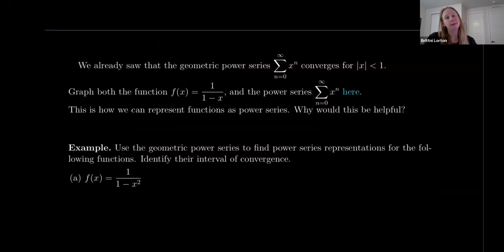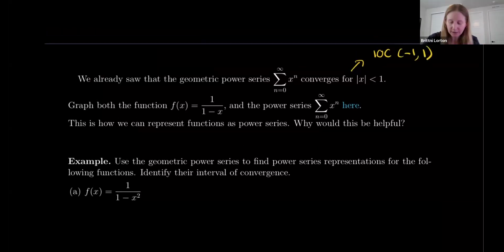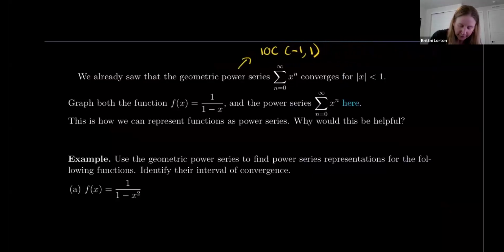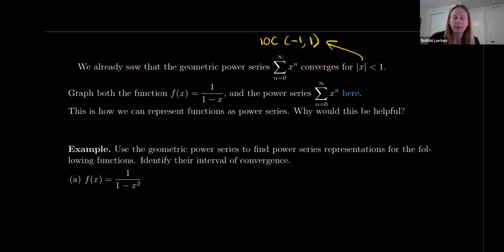Let's look a little bit more. We already saw that the geometric power series converges for the absolute value of x less than 1. What does that mean? That means that the interval of convergence is from -1 to 1. We don't need to test the endpoints there. Sorry, that's hidden for you guys. Let me try that again. The interval of convergence is from -1 to 1. We don't need to test the endpoints because we already did that when we did geometric.